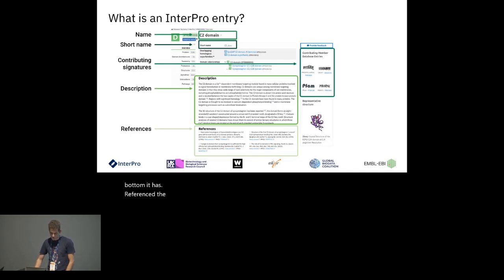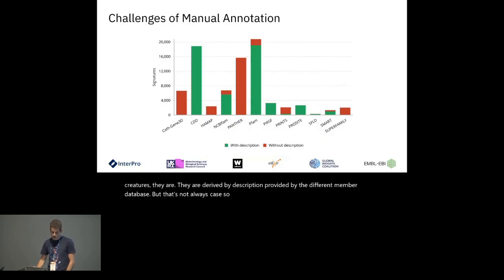Most of the time, those descriptions are not written from scratch by curators. They are derived from descriptions provided by the different member databases, but that's not always the case. In this graph, you have the number of signatures provided by individual member databases. In green, you have the signatures that come with a description, so they're easy to integrate. And in red, you have the bad ones that come without a description. That means more work for curators because they have to go through the literature. It's labor-intensive work, and that of course slows down the integration rate of those signatures.